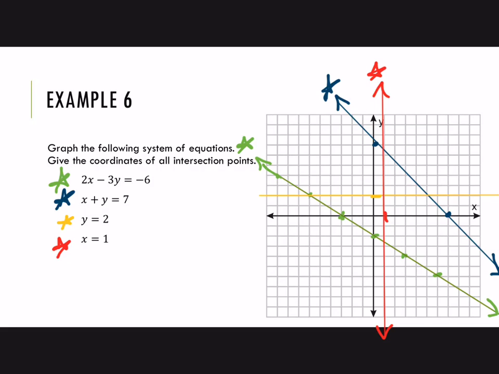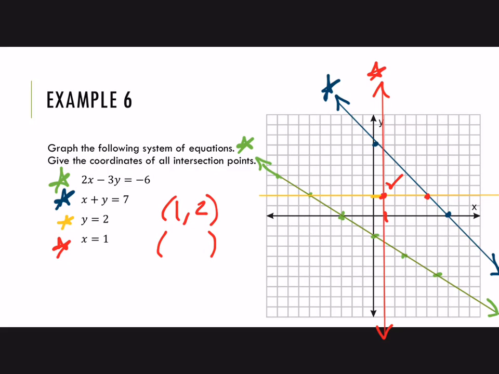Alright, so now I need some intersection points. Well, there are quite a few of them. Some of these we can find fairly easily. So for instance, this point, it's right where two easy lines cross. So I can see that that point is 1, 2.